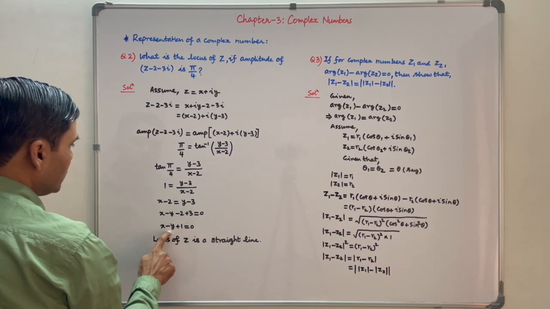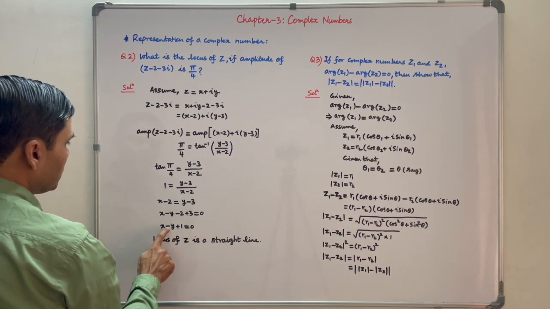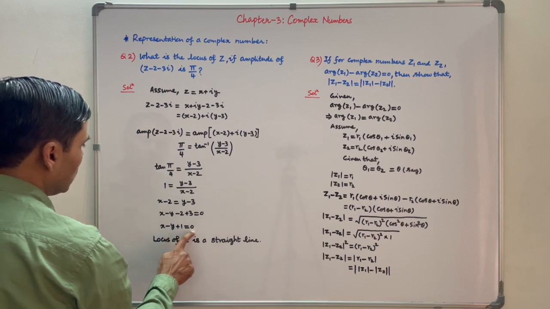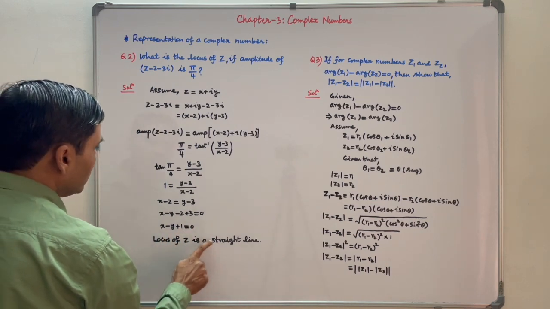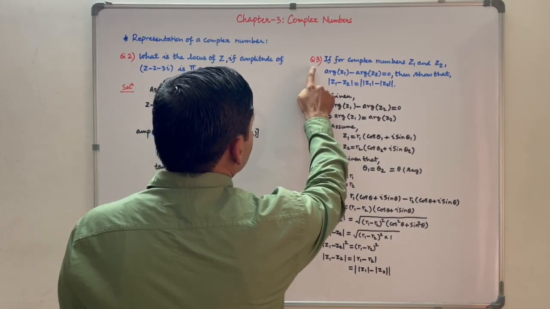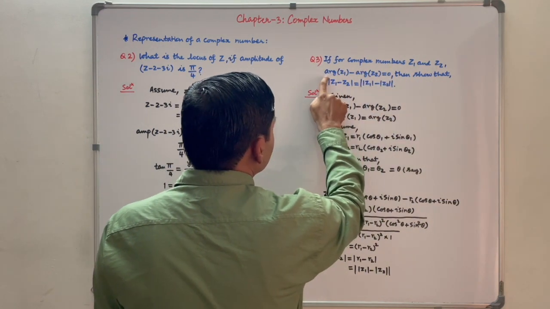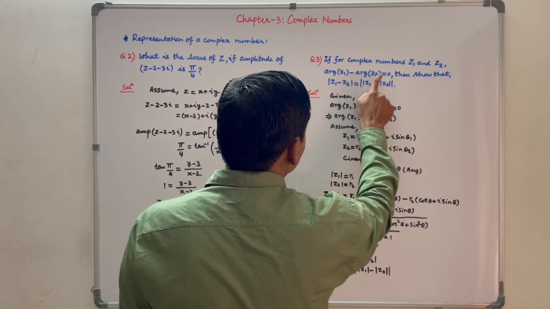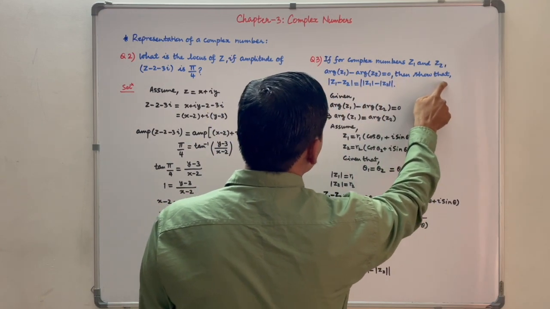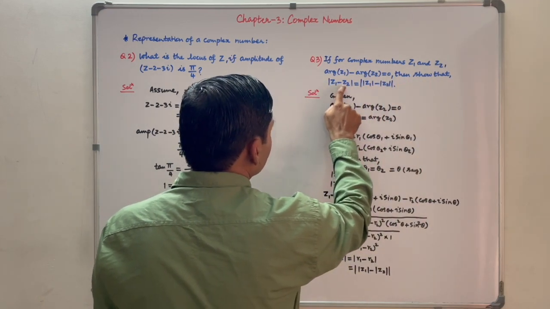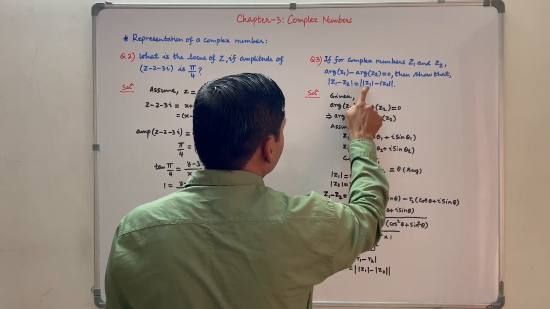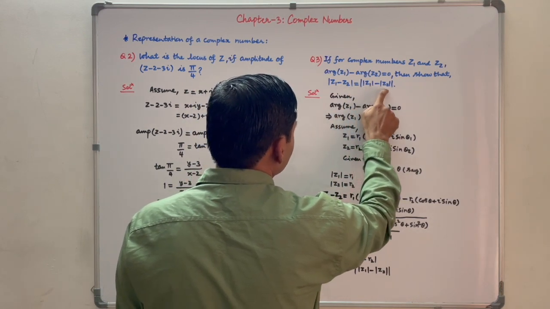This is the equation of a straight line in the form ax + by + c = 0. So the locus of z is a straight line. Third question: if for complex numbers z1 and z2, argument of z1 minus argument of z2 is equal to 0, then show that mod of (z1 minus z2) is equal to mod of (mod z1 minus mod z2).